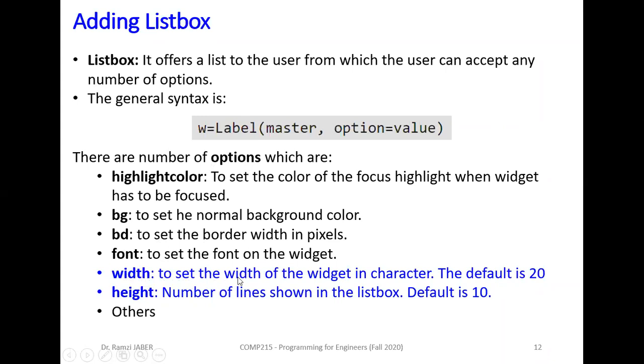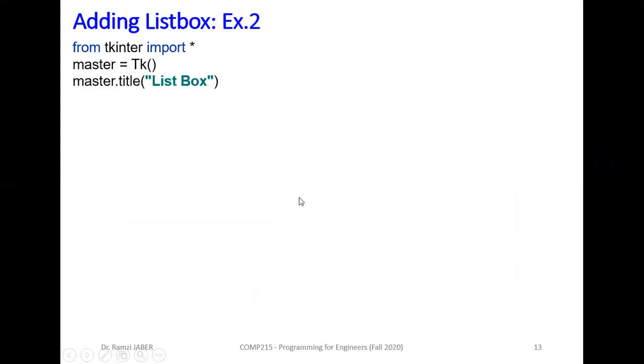The width is not in pixels. The width for list box is in characters. The width in characters, height number of lines. Okay, by default the width is 20 characters. By default, the height is 10 lines. Okay, we take example.